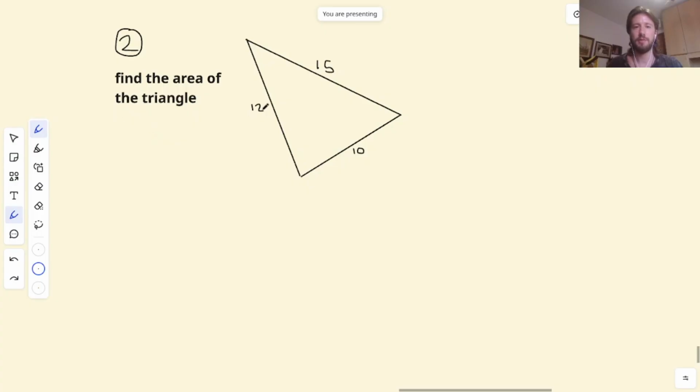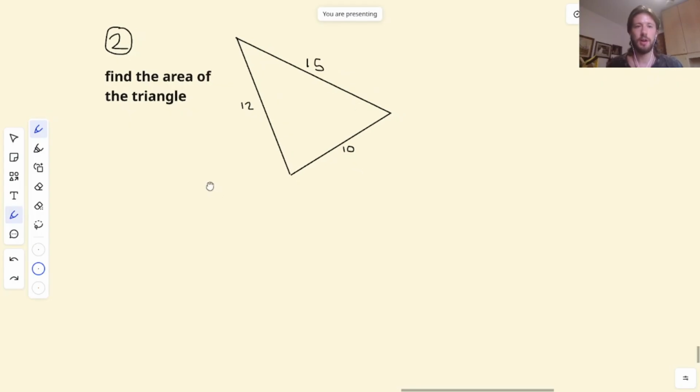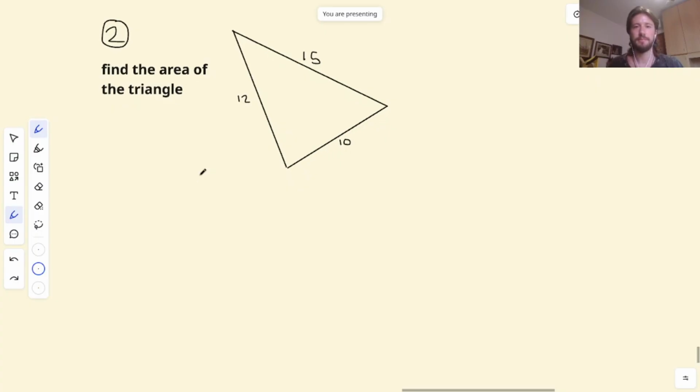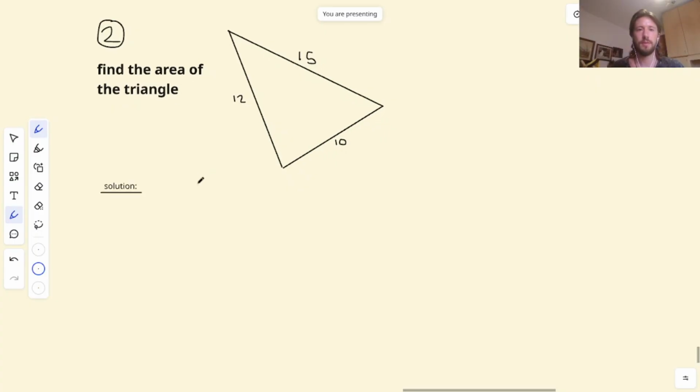Simply, we have three sides and it's a random triangle. We don't know if there's any right angles or not, and we're asked to find the area of the triangle. Now, I've hinted at this one before, so feel free to pause and try it yourself. Okay, on to the solution.